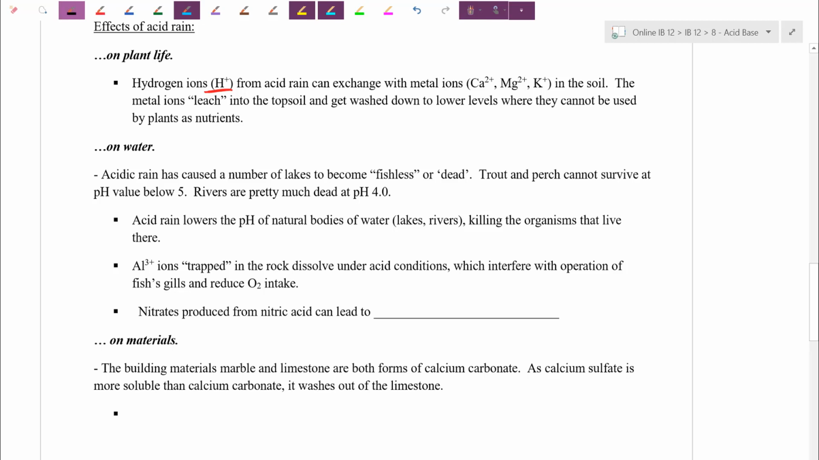Remember what we're thinking here: a pH of 7 should be neutral at 25 degrees. Our rainwater is naturally acidic because of CO2. That's not called acid rain. Acid rain is anything less than pH 5.6, and that's due to a bunch of these SOx and NOx. That's when things really get very deadly. So acid rain lowers the pH of natural bodies of water and kills the organisms there.